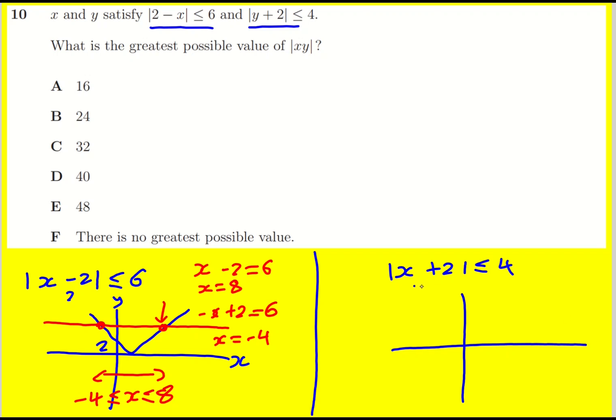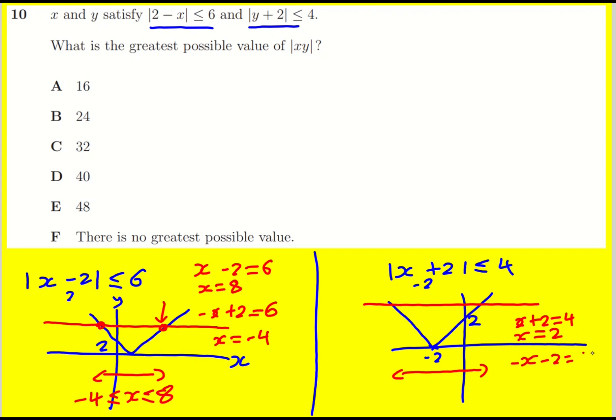This time the critical value is minus 2. I'm going to get this V. It's going to go through 2, and I want to know where it's less than or equal to 4. So this range of values here. So I can have x plus 2 equals 4, x equals 2 was one of my values. Then minus x minus 2 equals 4. So minus x is 6, x is minus 6.